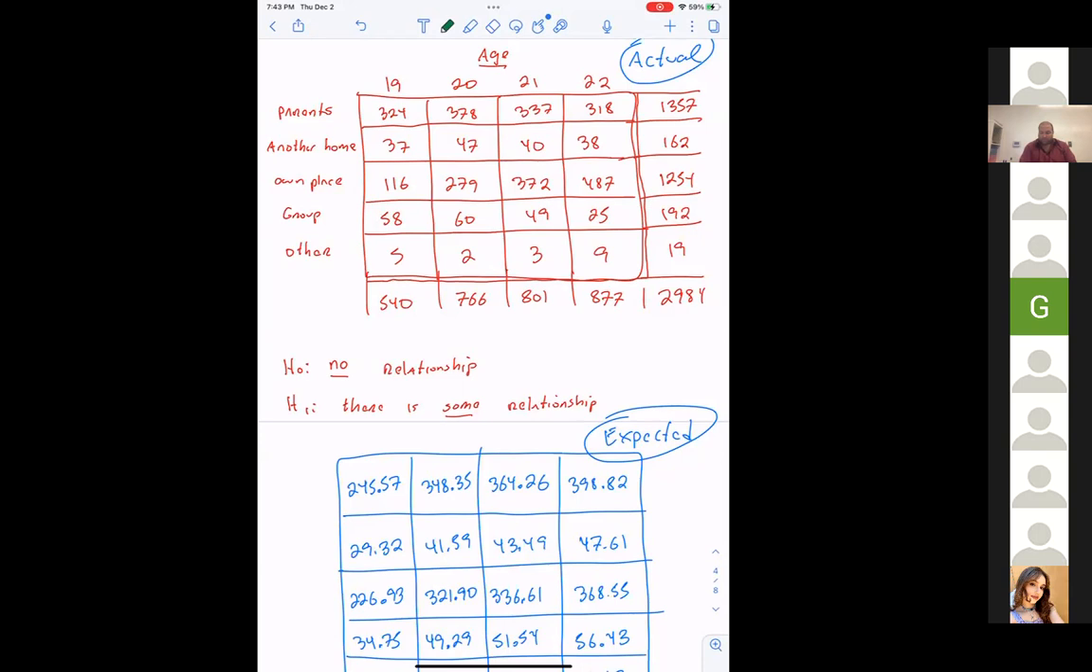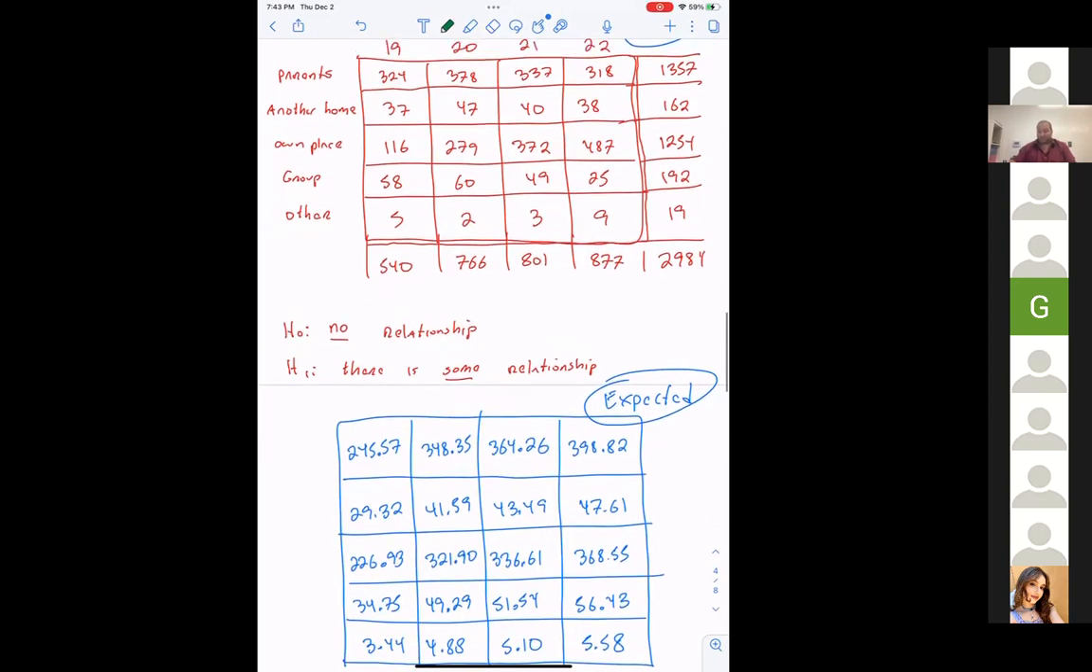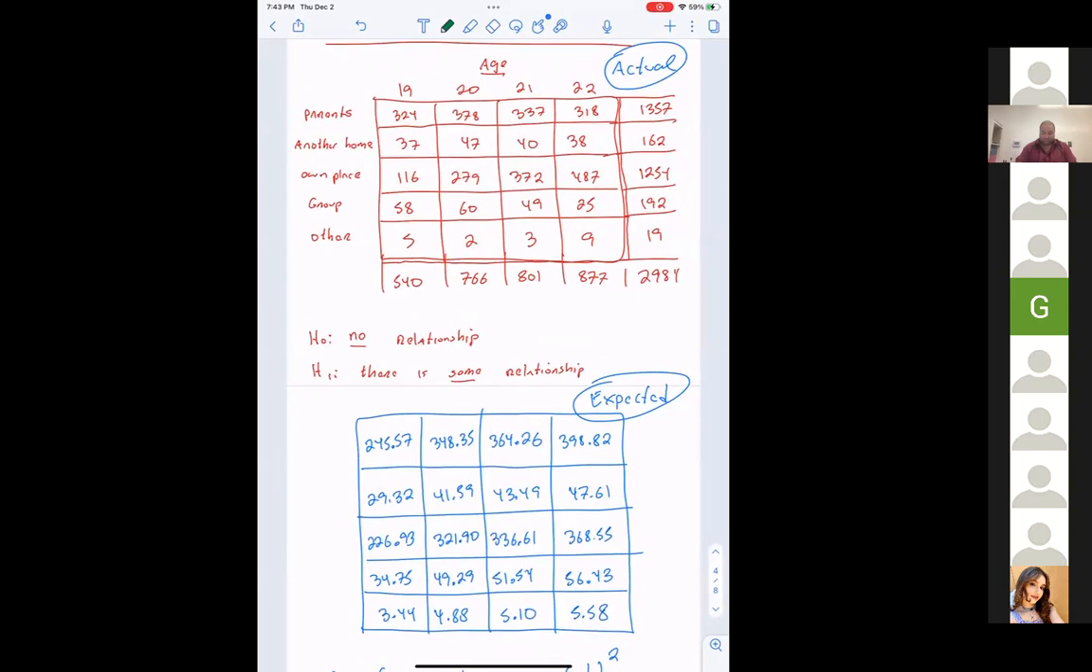And here's what I want you to put in the first entry. Don't put in 245.57. That's an approximation. Why use an approximation if we don't have to? Actually put in 1357 times 540 divided by 2984. What does the entry turn into when you do that?